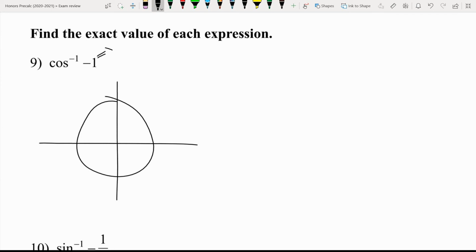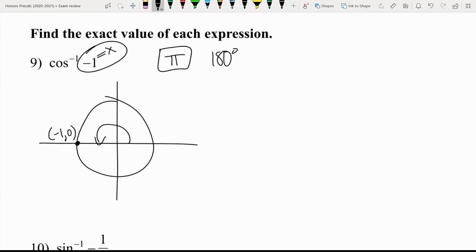Cosine always deals with the x value, so where's an x value of -1? That's over here at (-1, 0). What's that angle? So it's always talking about these inverse trig ratios. What's the angle associated with them? So that angle is obviously just pi, or 180 degrees would have been acceptable.